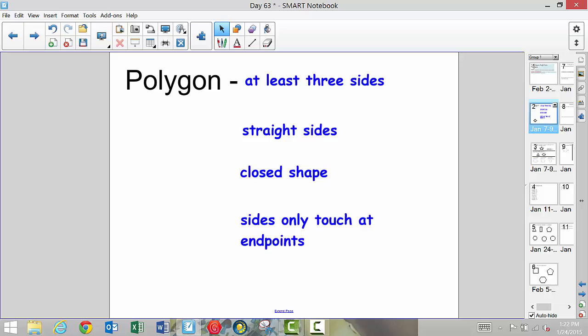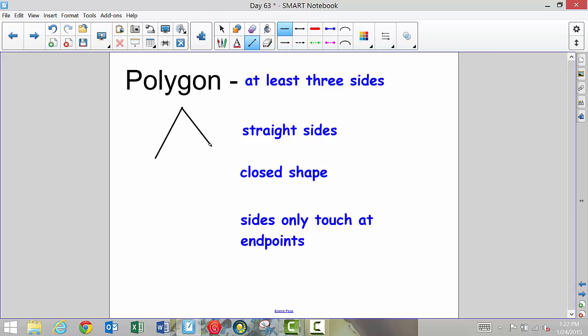First thing you have to know is what a polygon is. A polygon has three sides at least. Its sides are all straight. It is a closed shape, meaning there can't be any openings, and sides only touch at endpoints. So examples of a polygon is a triangle, because that's what we've been studying for the past couple months.